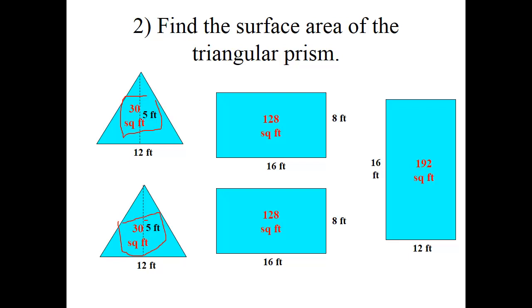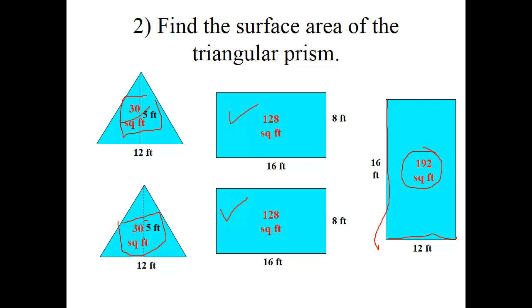So again, we have a triangle in the front and a triangle in the back. Both are opposite and equal in area and equal in dimension. And we have two rectangles, which are also equal in length and area. So 128, so 128. And the area of the bottom rectangular face, 16 times 12, equals 192.